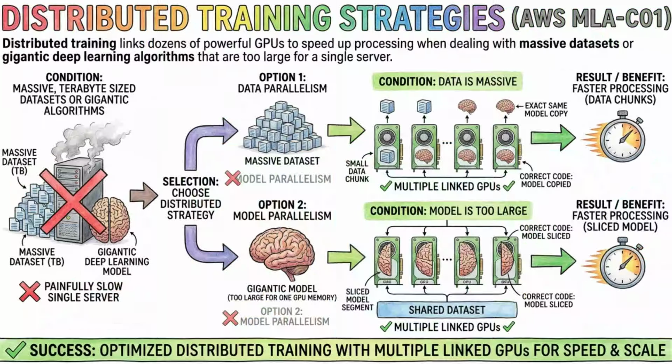When you are dealing with massive, terabyte-sized datasets or gigantic deep learning algorithms, a single training server will be painfully slow, requiring you to use distributed training. Distributed training involves linking dozens of powerful GPUs together, and you must choose between data parallelism or model parallelism. Data parallelism simply copies the exact same model onto every GPU and splits your massive dataset into small chunks for faster processing. Model parallelism, on the other hand, is used when a single deep learning algorithm is literally too physically large to fit into the memory of one GPU, forcing you to slice the actual mathematical model across multiple different graphics cards.